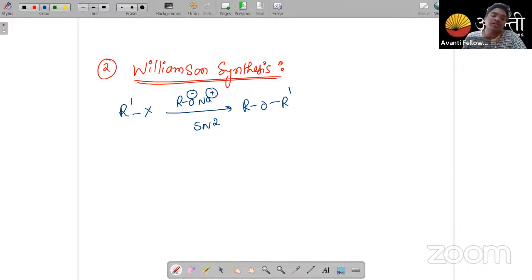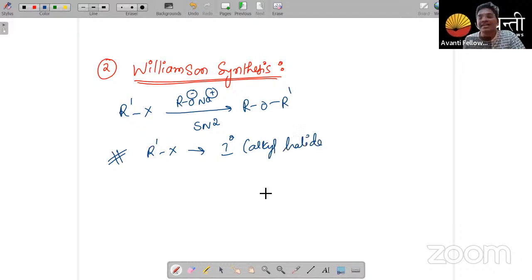For this one, the most important thing you should remember is that whatever alkyl halide we are taking, that must and should be a primary alkyl halide. Why? What will happen if it becomes secondary or tertiary? Secondary and tertiary alkyl halides, under the influence of any strong base, what is going to happen?